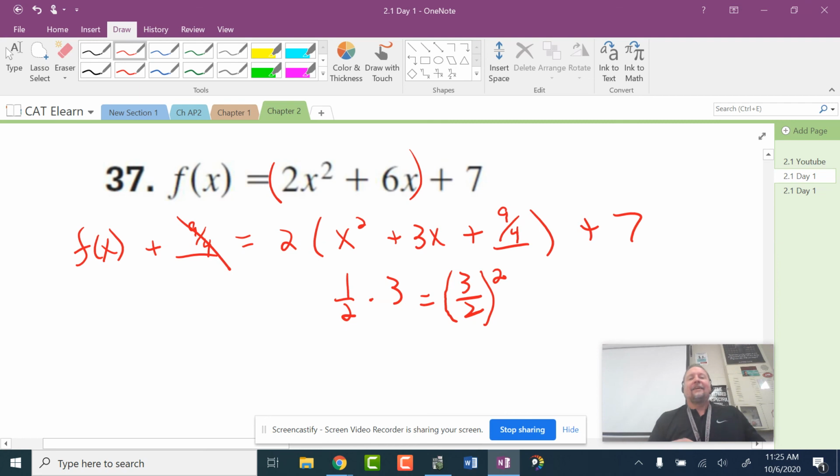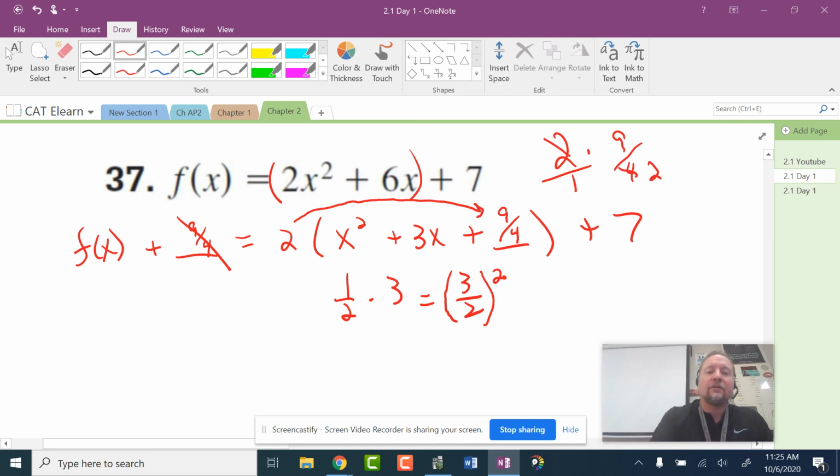Wrong! I just said you didn't add 9/4 to the other side. You added 2 times 9/4. Again, Lexi Samuelis can do this without a calculator. This is how you multiply fractions.